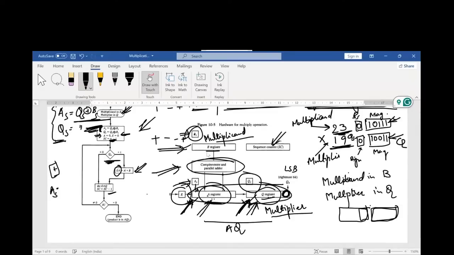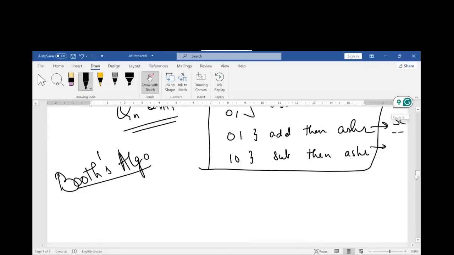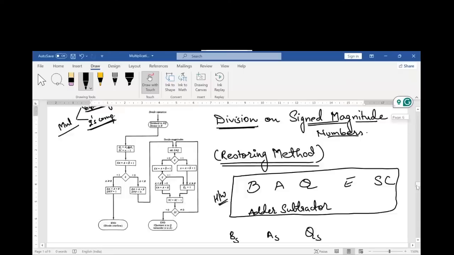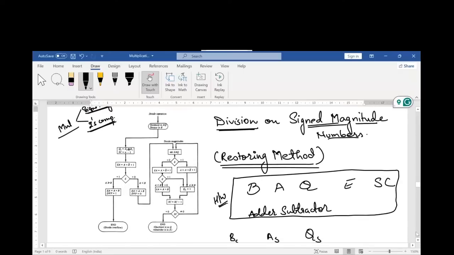This one: register B, register A, register Q, a sequence counter, binary complementer and parallel adder. You will need 3 flip-flops, BS, AS and QS for storing the sign. I'll simply write it and show it to you so it's better for you to understand. So we will have three registers B, A and Q. In B, we will be storing the divisor. When I write 45 divided by 9, this 45 is known as the dividend and this is known as the divisor.